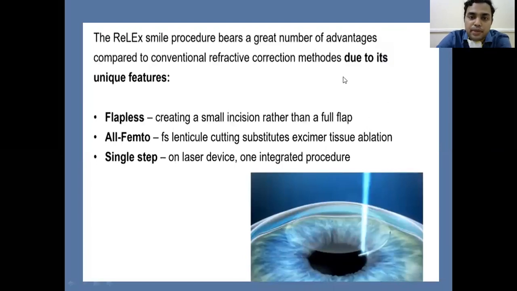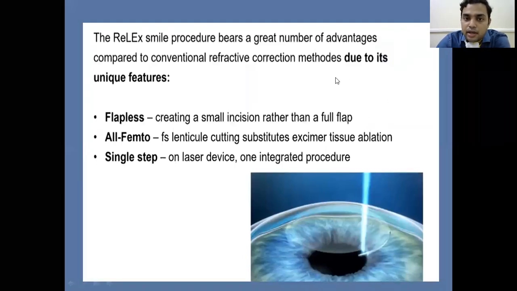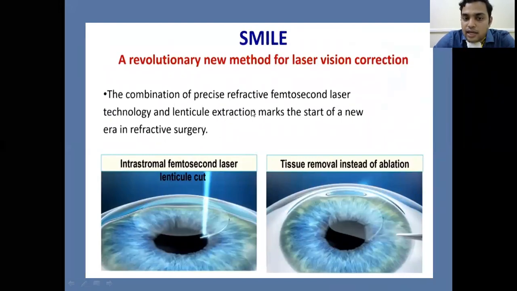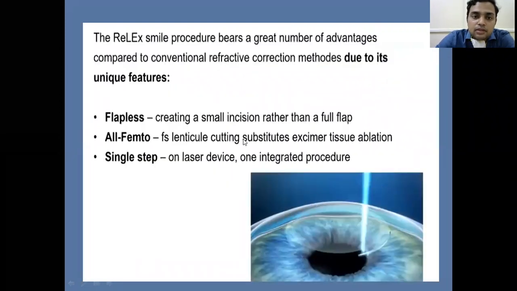So the ReLEx SMILE procedure bears a great number of advantages compared to conventional refractive correction due to its unique features. The first one is flapless surgery. It is an all-femto surgery, that is, we only use femtosecond laser. We do not use any excimer laser ablation. It is a single step procedure, where only one laser device is used, an integrated procedure. This is the latest advancement of LASIK surgery, which we call ReLEx or SMILE. It's a combination of precise refractive femtosecond laser technology and lenticular extraction, marking a new era in refractive surgery. So this is about SMILE.